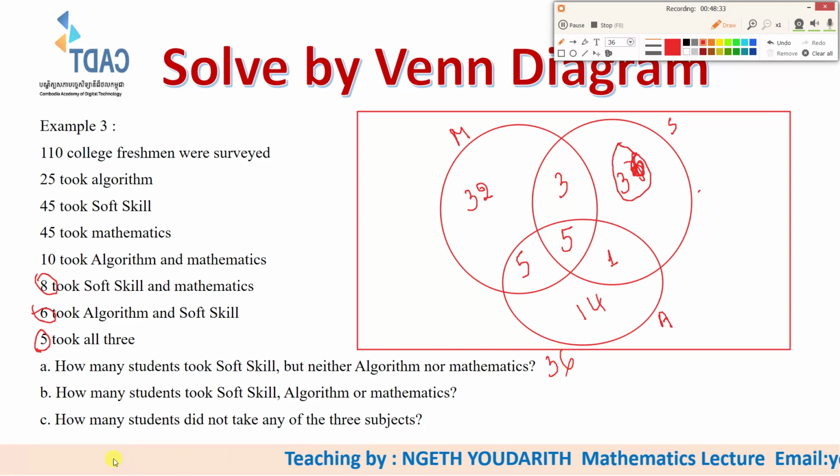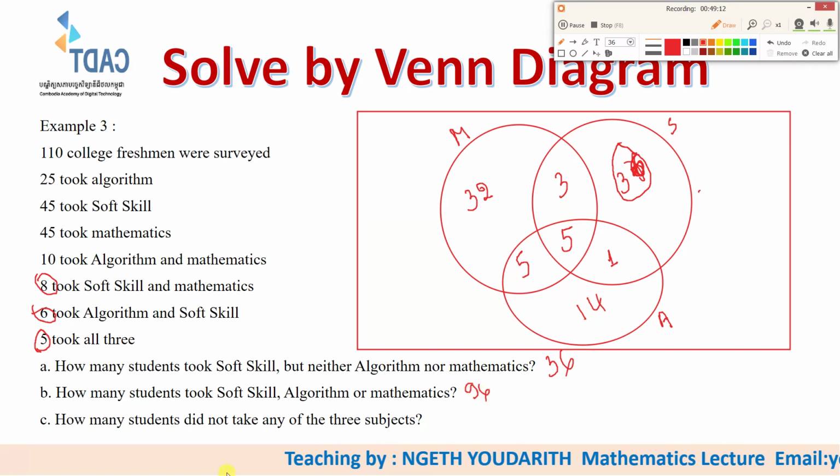And how many students took soft skill, algorithm or mathematics? That's all. So we can calculate this one: 32 plus 2 plus 3 plus 36, and so on. So you can calculate all this, and it is 68, 71, 81, 82, 92, 96. This is 96.